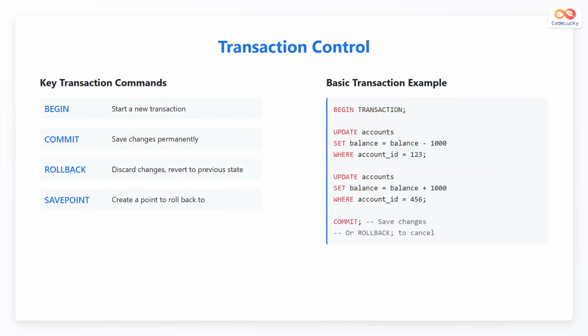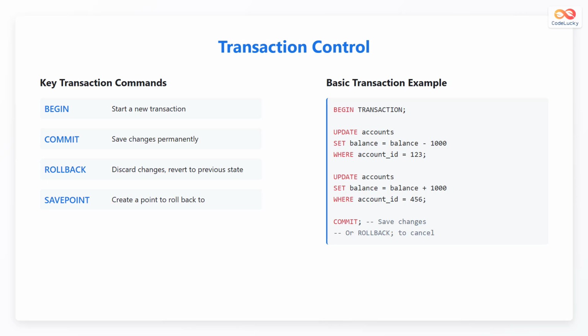Here are the key commands to control transactions. The first is BEGIN, which is used to start a new transaction. The second is COMMIT, which is used to save changes permanently. The third is ROLLBACK, which is used to discard changes and revert to the previous state. The fourth is SAVEPOINT, which is used to create a point to roll back to.